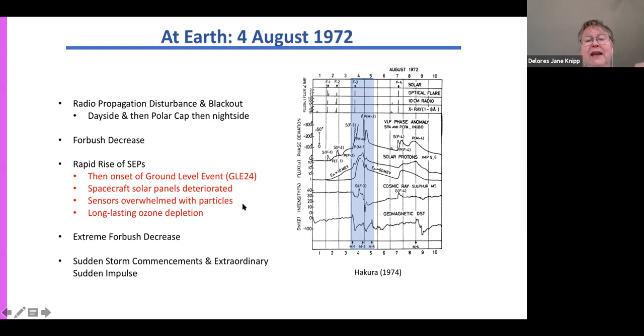Spacecraft solar panels began to immediately deteriorate, and some of the sensors were completely overwhelmed by the particles. There was so much energy coming in to such low altitudes that there was a long-lasting ozone depletion, which became the stuff of a number of research articles. And in the meantime, the space weather observers started to notice that the galactic cosmic rays seemed to be dropping out, which is an indication that something very large has occurred.